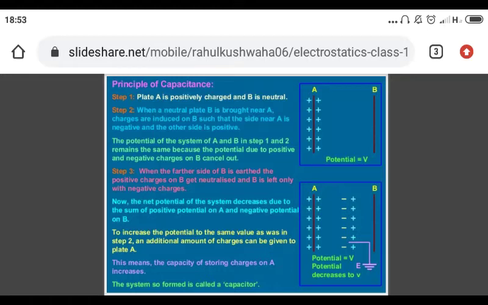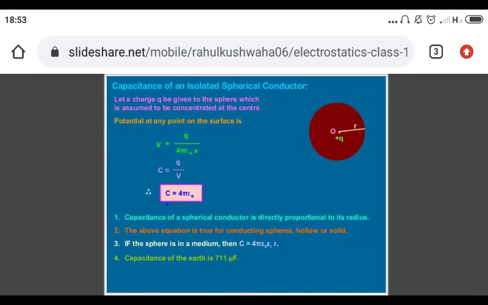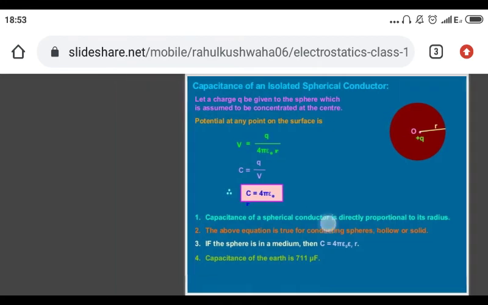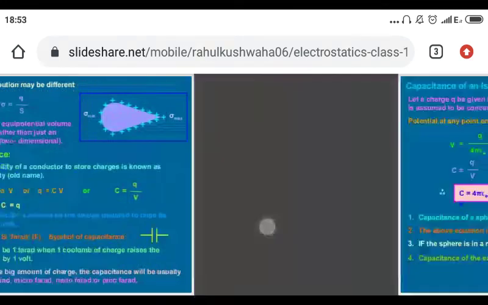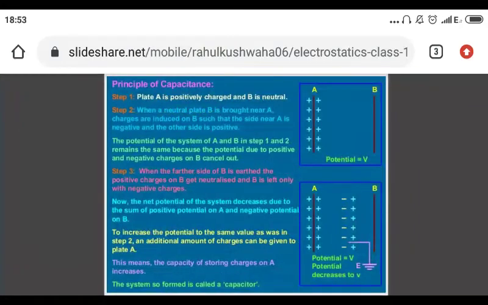So today we'll see the principle of capacitance. We studied capacitors in the last class. What is a capacitor? A simple capacitor, the capacitance of an isolated capacitor. There are so many things, so we are leaving a few things. You can check out the slides, I already mailed them.